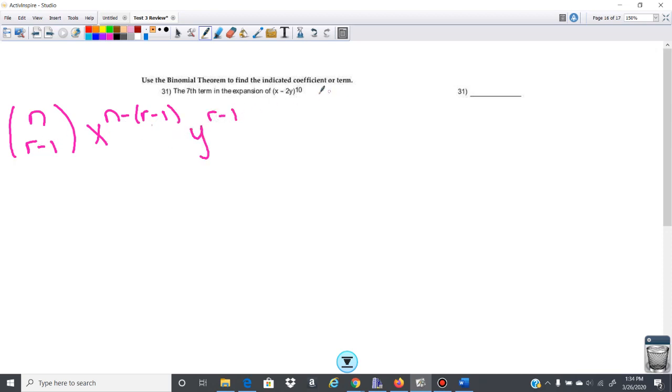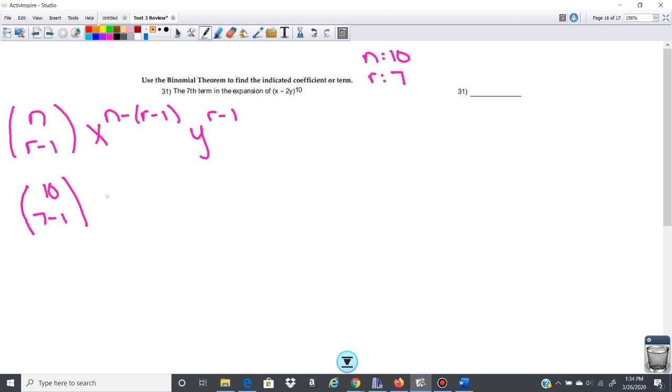All right, so in this case, the n is going to be the expansion, so that's 10, and the r is the term you're finding, so that's 7. So if I put this in, this is 10 over 7 minus 1, and that is a combination, so we'll get that in a sec.